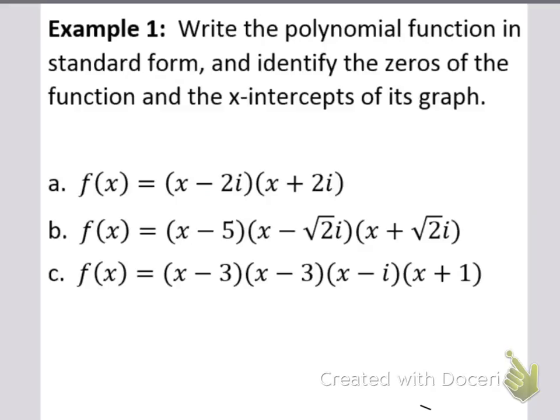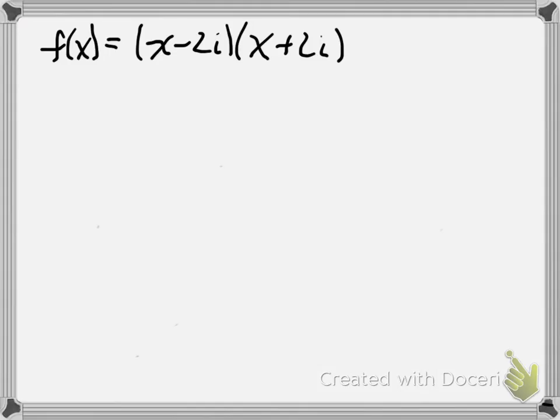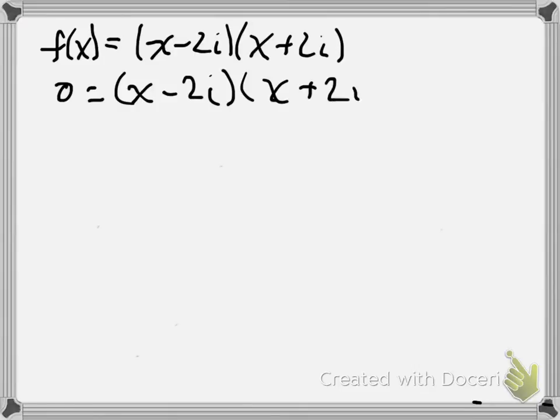Alright, so in example 1, we want to write the polynomial function in standard form for a, b, and c, and then identify the zeros of the function and the x-intercepts of its graph. So the first one for a, we have f of x equaling x minus 2i times x plus 2i. And so what we're going to do first is write down what the zeros are. So to do that, we set the left-hand side equal to 0. So 0 is going to equal x minus 2i times x plus 2i.